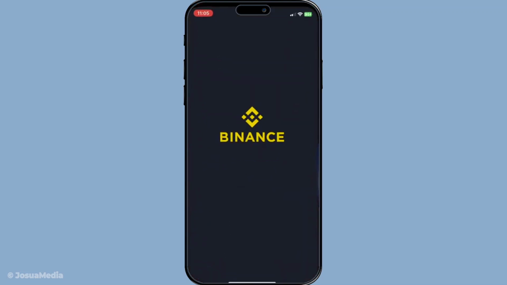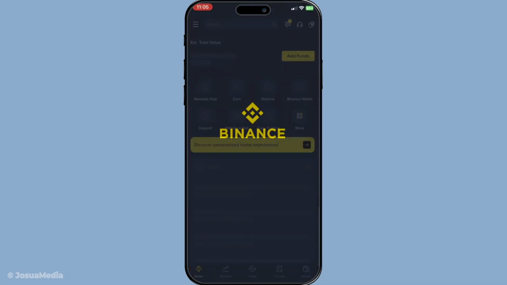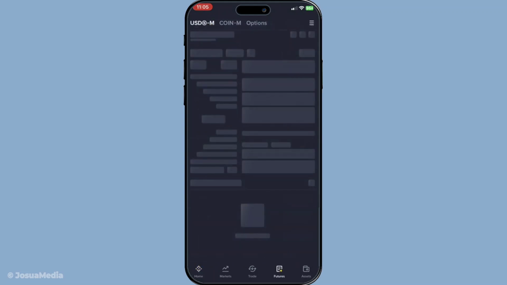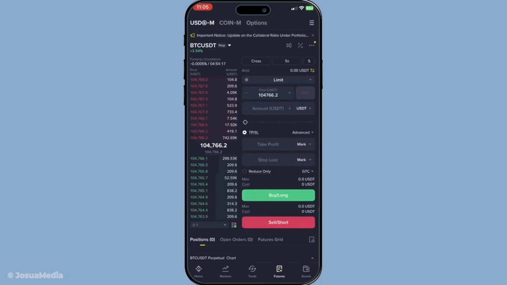section, specifically the USDT futures. This section allows you to trade using tethered stablecoins, which can give you a bit more stability in the often volatile world of cryptocurrency futures trading.